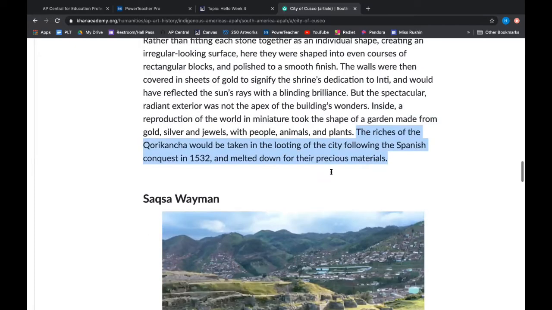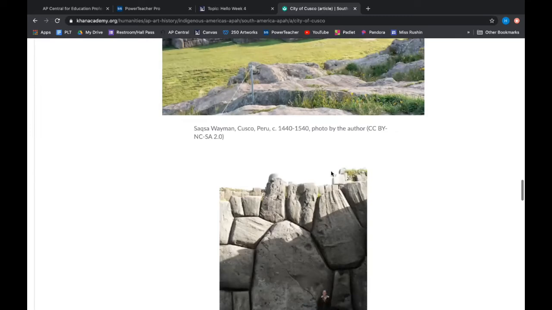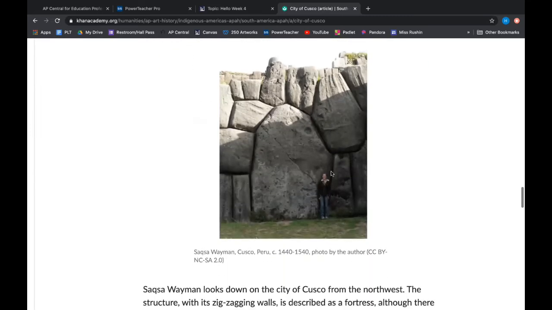All right, last part of Cuzco, the Sacsayhuaman. Remember, this is at the head of the Puma, the highest elevation. Look at those rocks.